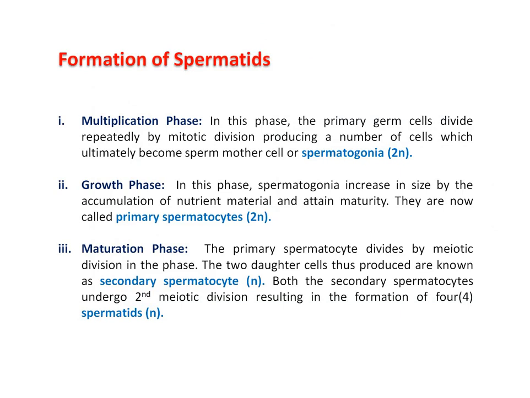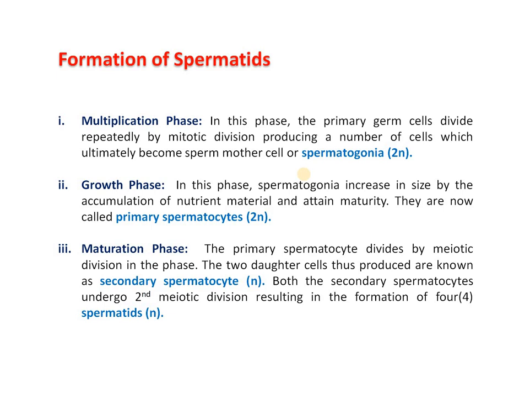Now first of all, formation of the spermatids. It is again divided into three stages. Number one is the multiplication phase, number two is the growth phase, and number three is the maturation phase. Number one, multiplication phase. By the term itself we can understand that here the cells will multiply.